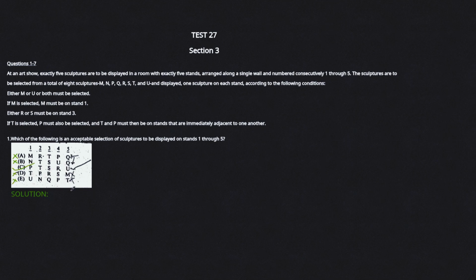Now, there could be some confusion here. A lot of people will say, okay, but isn't there a world where R or S are not selected? Well, we can't assume that because it says must. Whenever we see the word must, we need to make sure that certain sculpture is included within the pile. So through that condition, option E is also out. So our correct answer is C.